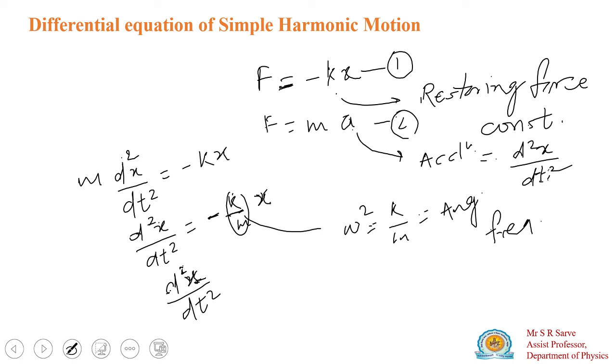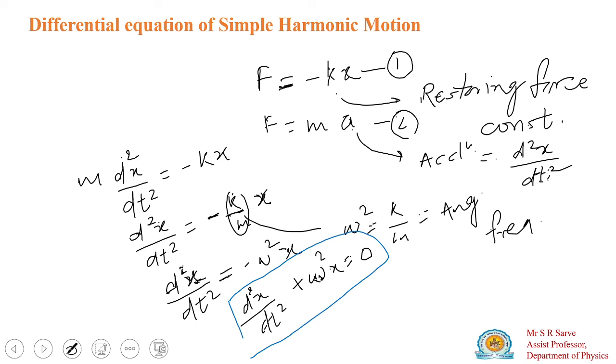Okay, it is not writing properly. d square x by dt square is equal to minus omega square into x. Okay, so if you write this equation, you can write d square x divided by dt square plus omega square into x is equal to 0. So this is the differential equation for the simple harmonic motion.